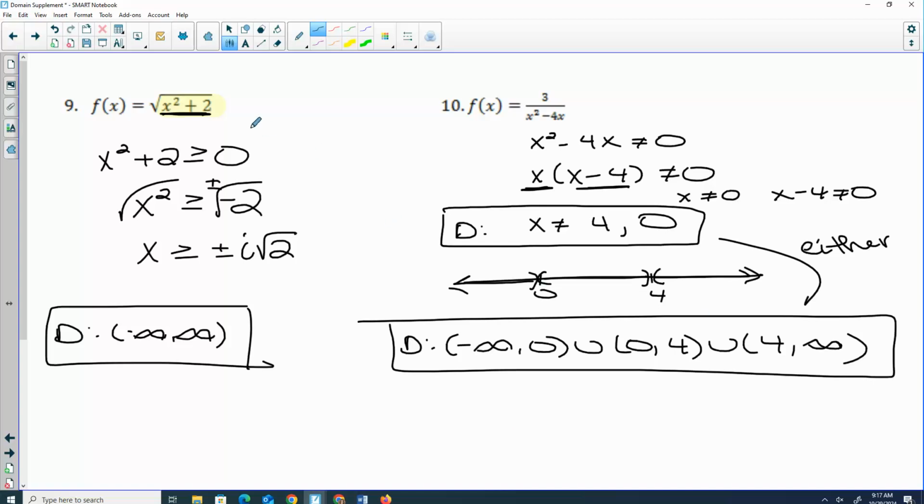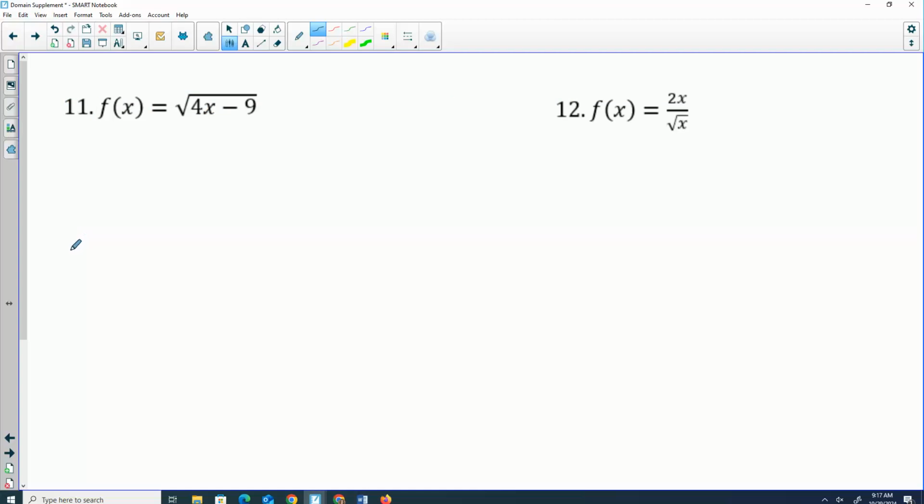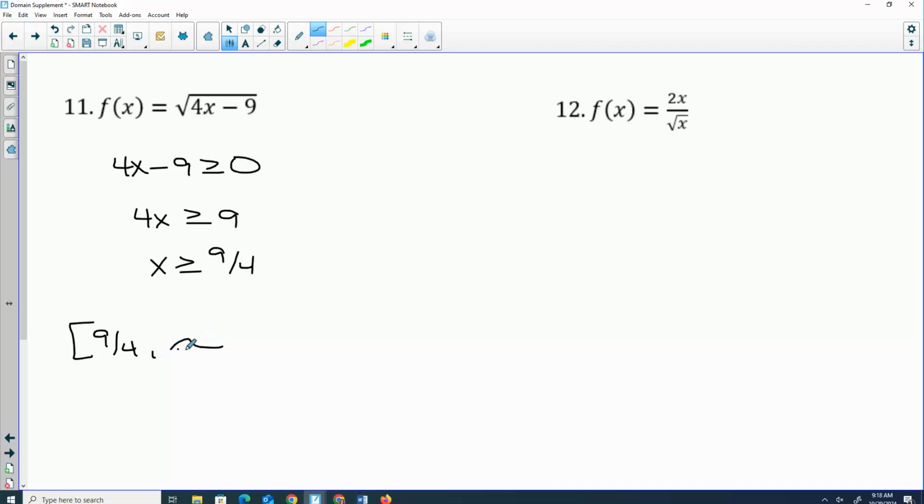Alright, let's keep trying. Number 11. So we have a square root. What do I have to do? The thing under the radical has to be greater than or equal to 0. And then we're just solving this like any other equation. So we add over the 9, divide by 4. So x is greater than or equal to 9/4. So it starts at 9/4, equal to means bracket, and everything larger. So 9/4 to infinity is acceptable.